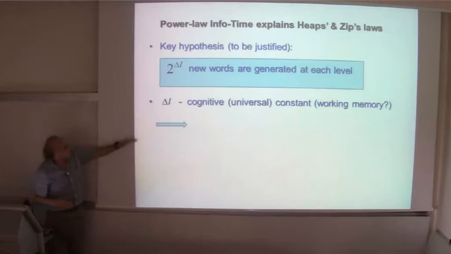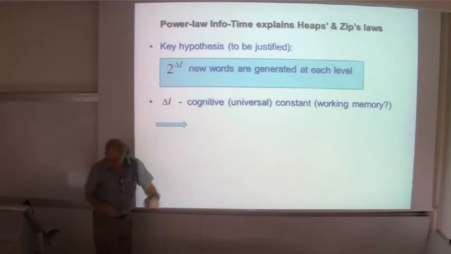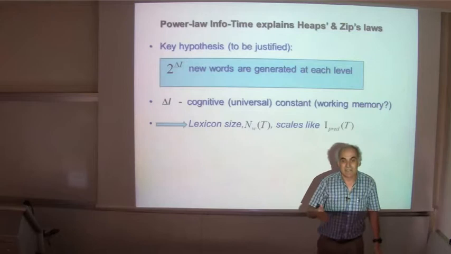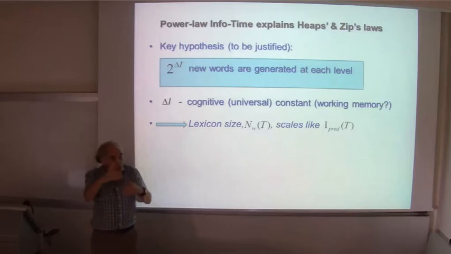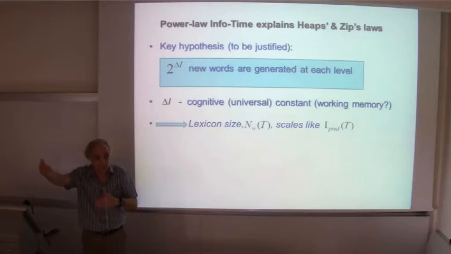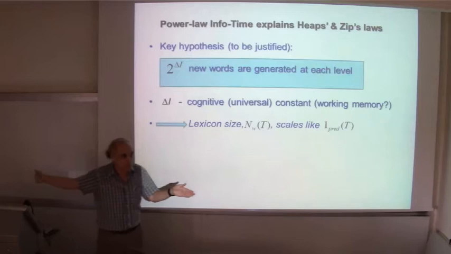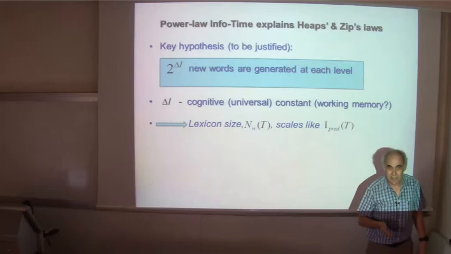But if only 2 to the delta I new words appeared at each level, then we already have Heaps' law. Why? Because then the number of words in the lexicon scales like I, not like 2 to the I. It's a constant times the number of intervals. At each level of the hierarchy, I add another constant number of words, which means the size of the lexicon scales like I, but the size of the corpus scales like the time, of course. I see more and more words the more I read and the more time I spend. I have a constant reading speed. I'm not going to argue with that, but it's all right.